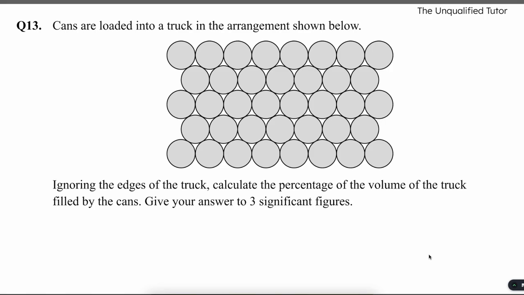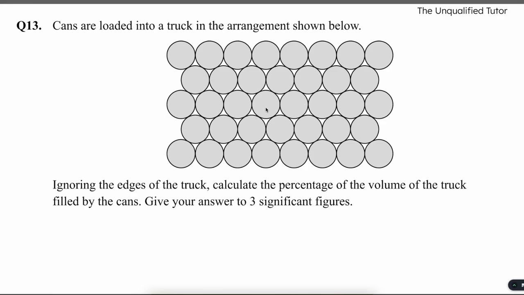Give your answer to 3 significant figures. This is one of those ones where maths actually applies to real life. Only this is quite a difficult question because you have to, again, be very good at geometry and understand, ignoring the edges of the truck.